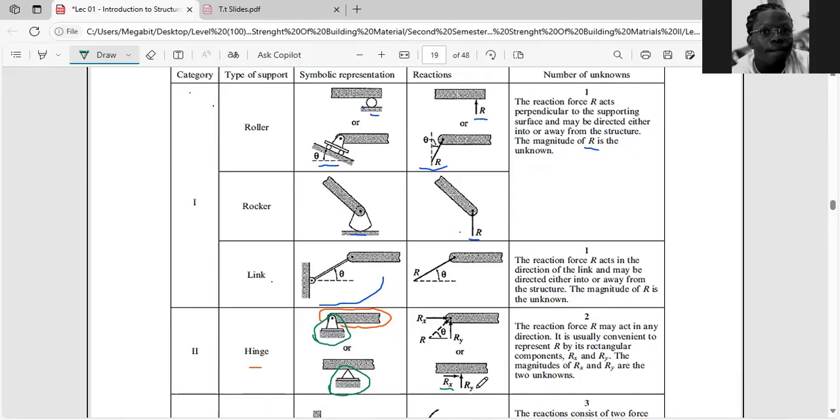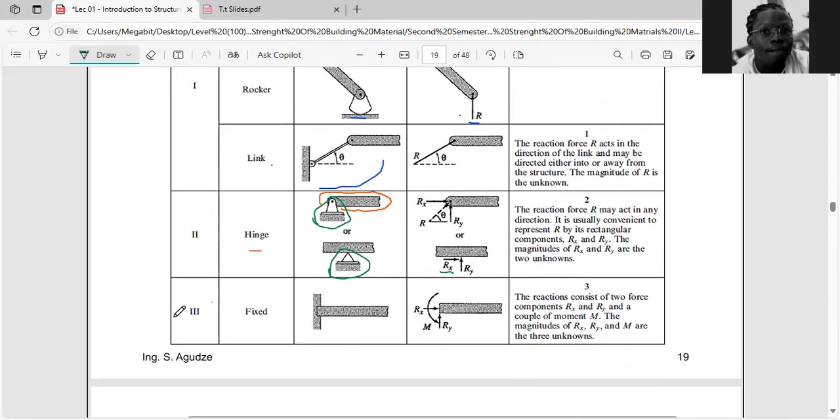So what have we learned so far? We have learned that roller support, rocker support, or link support have only one reaction. And hinge supports have two reactions. Good. Let's come to our third factor, which is the fixed support.